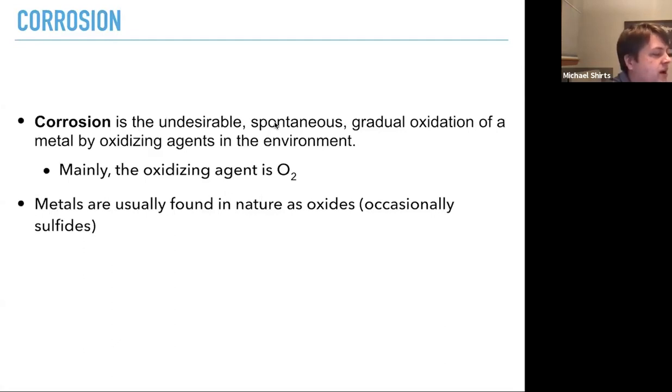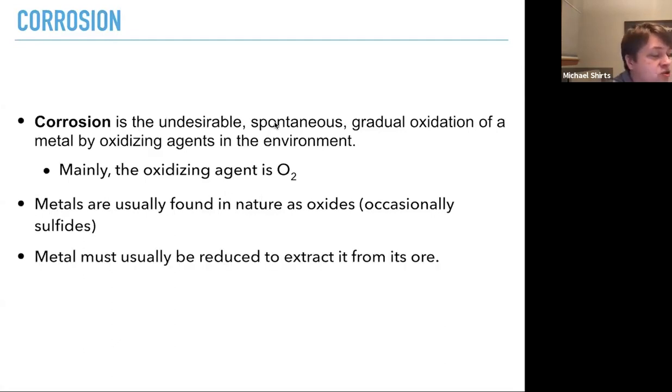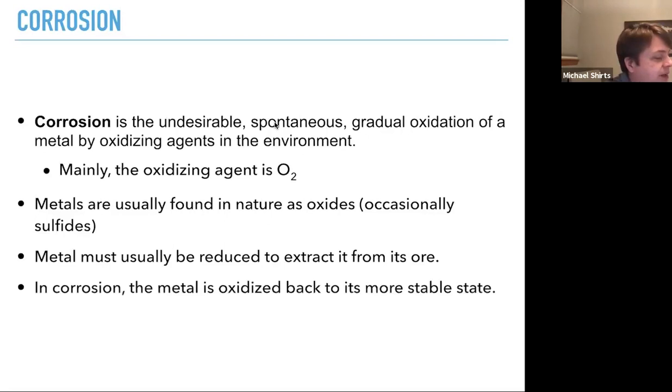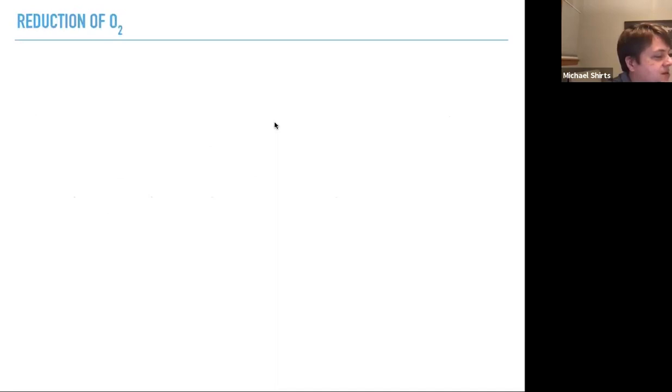And so we have to reduce the metal to extract it from its ore. There's a huge amount of chemistry going on in reducing metal oxides or metal sulfides in order to make pure metals. So the nature of the universe is that it wants to push it back towards that. If you put a metal out in the environment, it will start reacting eventually. Now the speed can be quite slow, but there are lots of things that can make it a lot faster. Lots of ways that reaction can be catalyzed. So yeah, that's what corrosion is. Metal is being oxidized back to its more stable state.